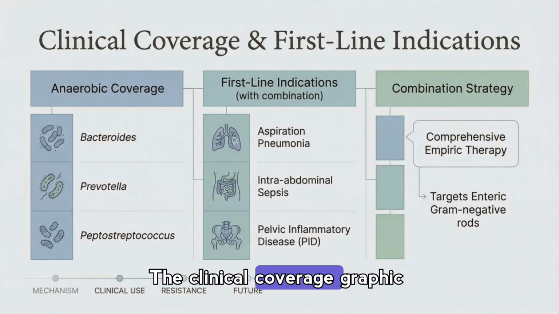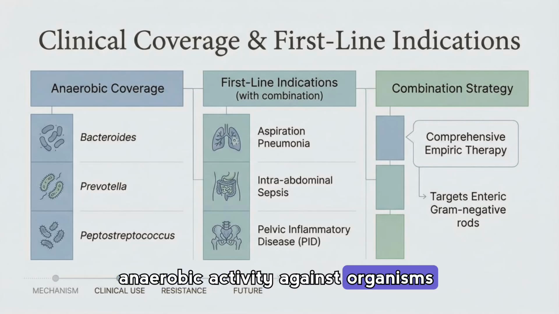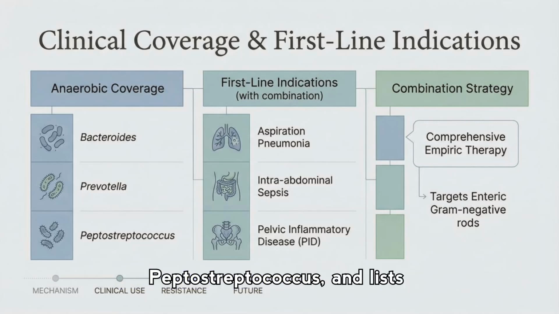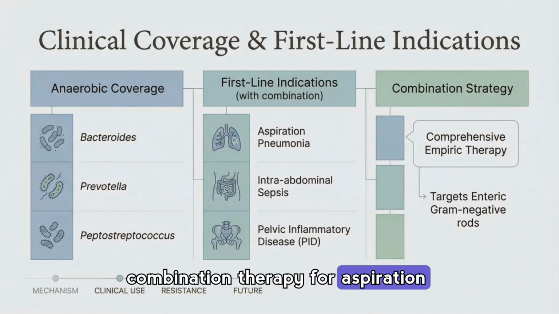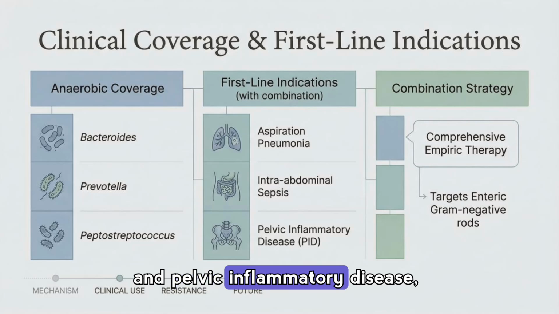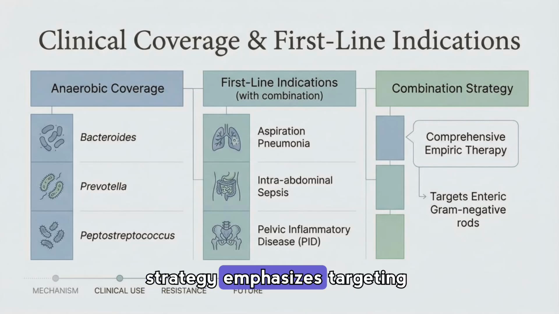The clinical coverage graphic highlights clindamycin's strong anaerobic activity against organisms like Bacteroides, Prevotella, and Peptostreptococcus, and lists common first-line uses in combination therapy for aspiration pneumonia, intra-abdominal sepsis, and pelvic inflammatory disease, while the suggested combination strategy emphasizes targeting enteric gram-negative rods during broad empiric therapy.